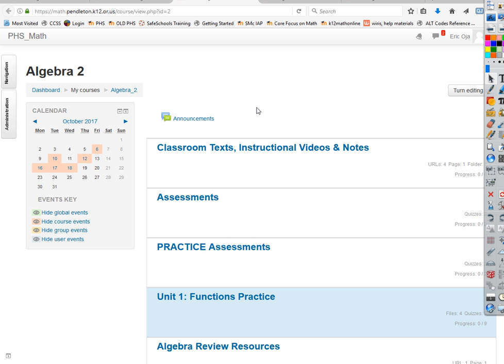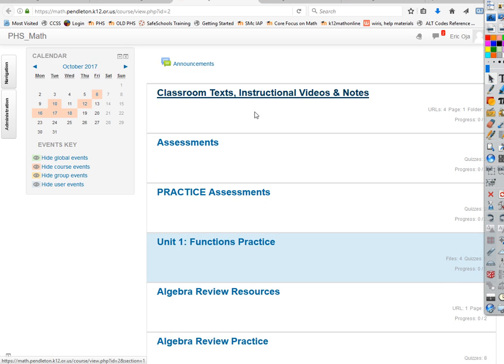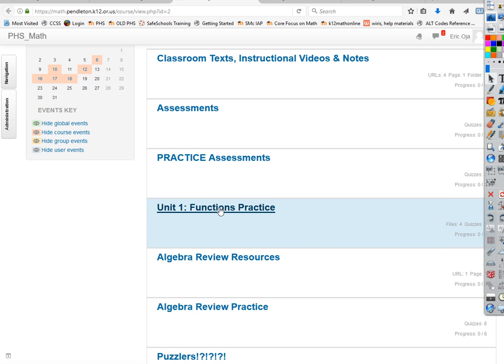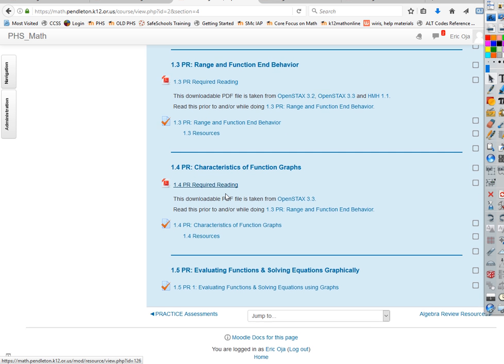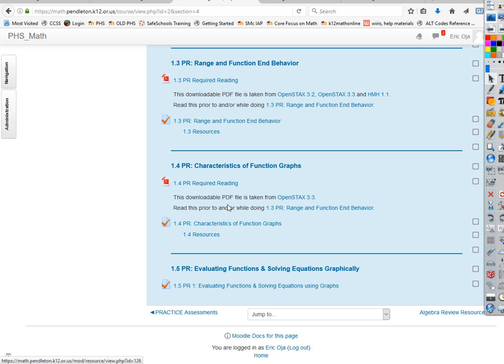Okay, so if you go to Algebra 2, and you go down to Functions Practice, you're going to see there is one more section we're going to cover. We're going to test on Thursday over this stuff this week. So I'm going to put up one very short assignment today and one very short assignment tomorrow.